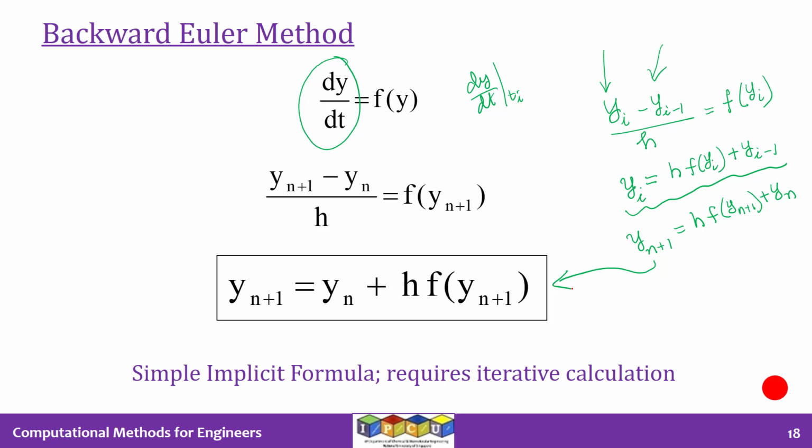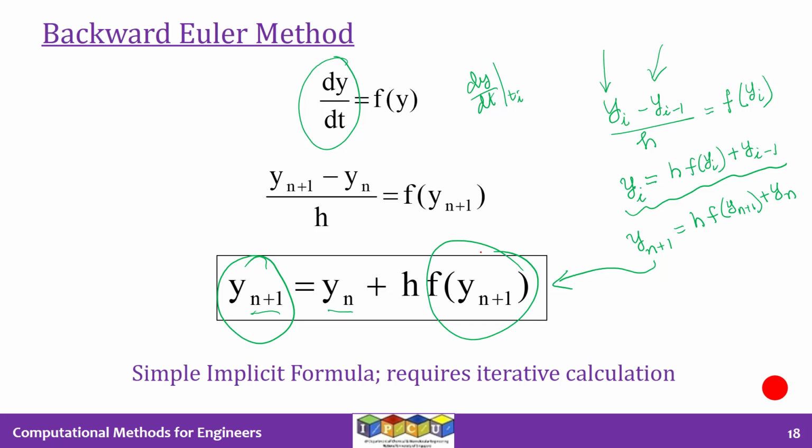Now please note, this is single step because yn plus 1 depends only on yn. It does not depend on yn minus 1, yn minus 2, yn minus 3, etc. So it is a single step. But this is what is called an implicit formula because yn plus 1, the unknown, appears on the right hand side as well.